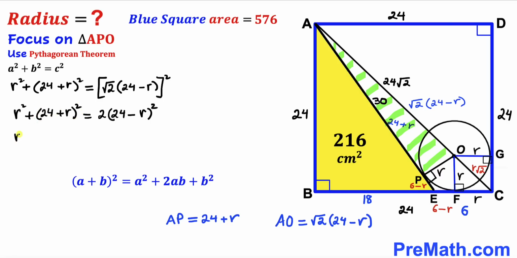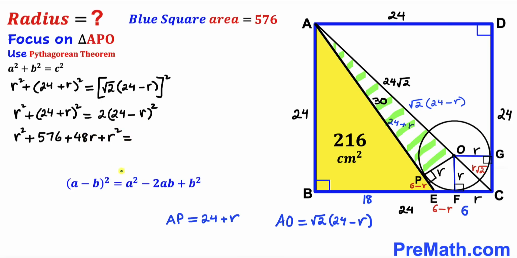So the left hand side is going to be r squared, and then we're going to apply the identity. That is going to give us 576 plus 48r plus r squared, which is equal to, and now let's recall another identity, (a minus b) whole squared could be written as a squared minus 2ab plus b squared. We are going to apply it on this binomial on the right hand side. So this could be written as 2 outside, and this is going to be 576 minus 48r plus r squared.